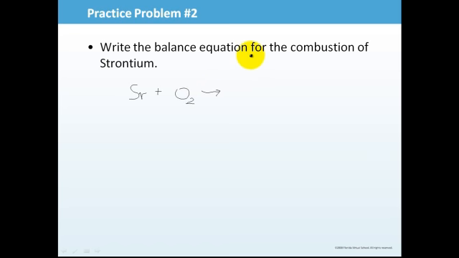So we have, I'm going to write this up above here, we have strontium, which is in group 2, so it has a +2 charge when it makes a compound. Oxygen is in group 16, so that makes a -2 charge in a compound. +2 and -2 cancel each other out, so we don't have to do our crisscross. We just write it as is. So our product will be SrO.